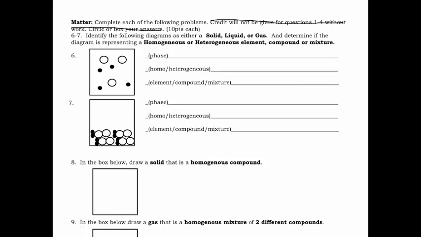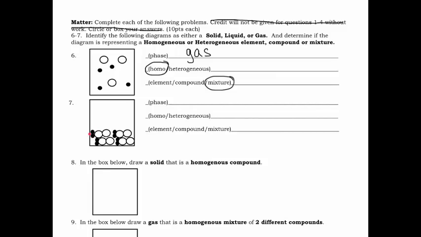So this first one, since our different particles are spread throughout the space of the drawing, it's a gas. Gases are always homogeneous. If you want, you can just circle that. And then this, what we really have, these are each elements. But since there's two different ones going on there, this is a mixture. It's a mixture of elements, but it's a mixture.